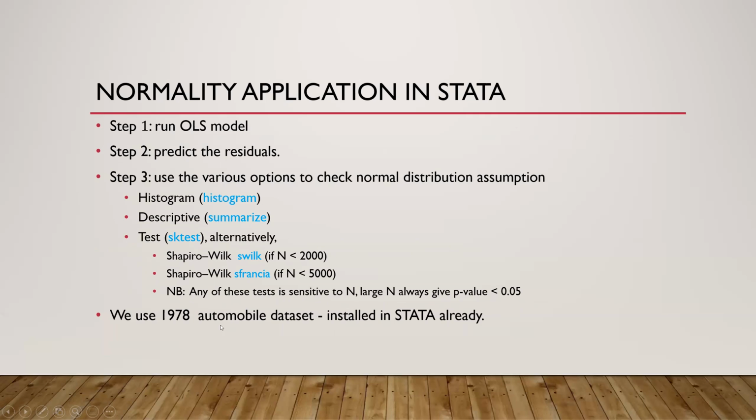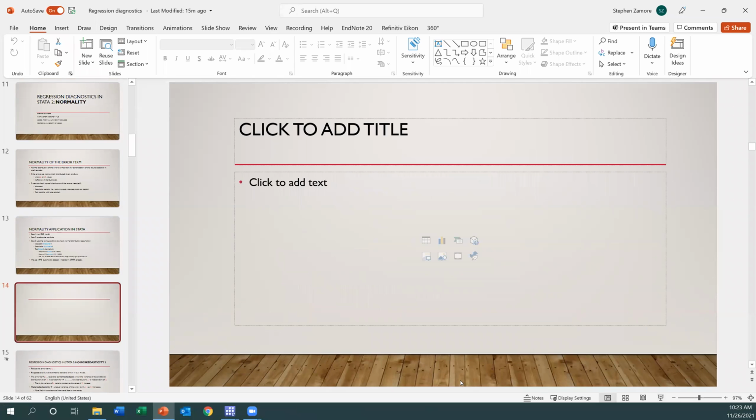In this series of regression diagnostics, we will be using a data set that is already installed in STATA, called the 1978 Automobile Dataset, and we will use it throughout. Now let's go to STATA and try to do what we have discussed.